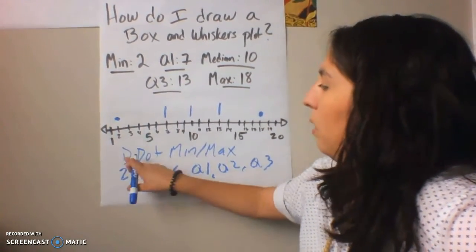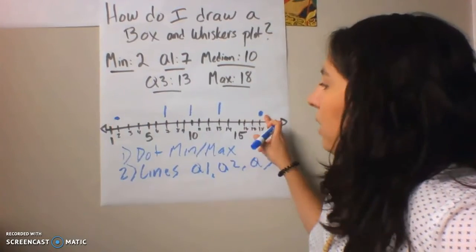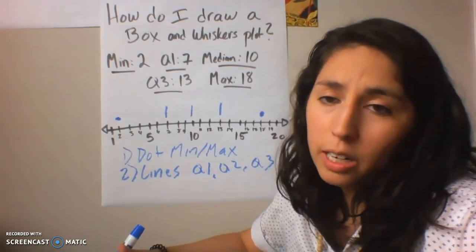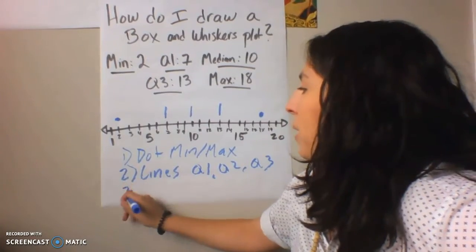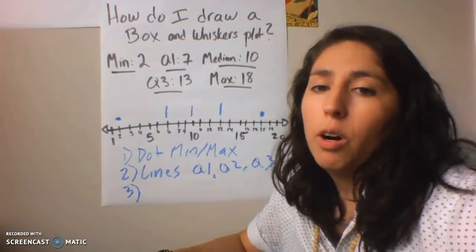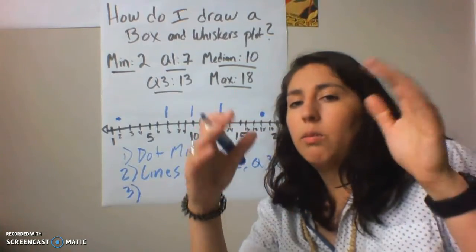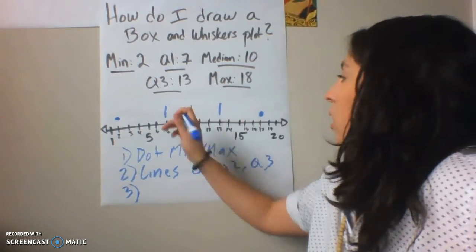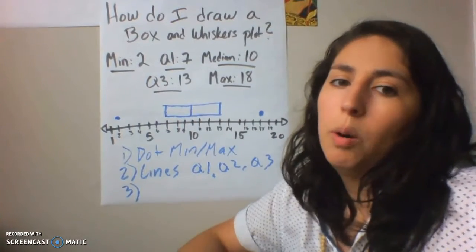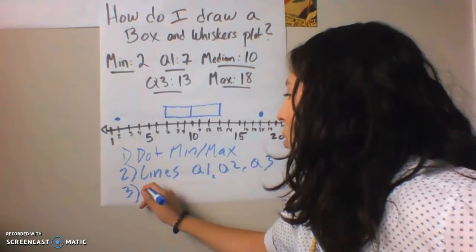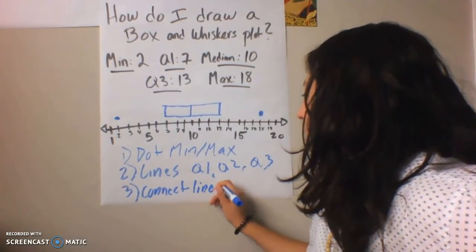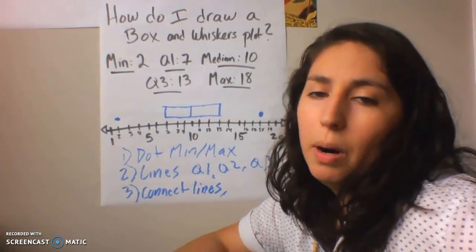So to recap, dot over minimum and maximum, lines for Q1, Q2, Q3, and then the last part is you make your box and your whiskers. So first we make a box. For a box, you use the lines. So all I'm going to do is connect these lines and turn it into a box. Boom. So connect lines to make it into a box.